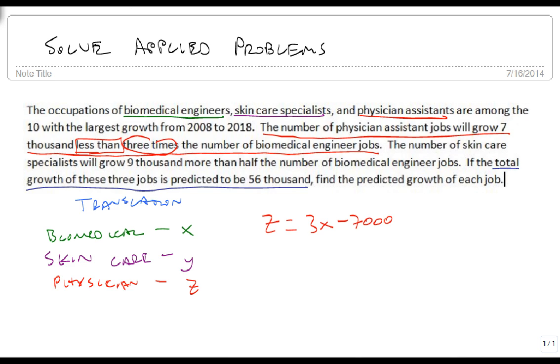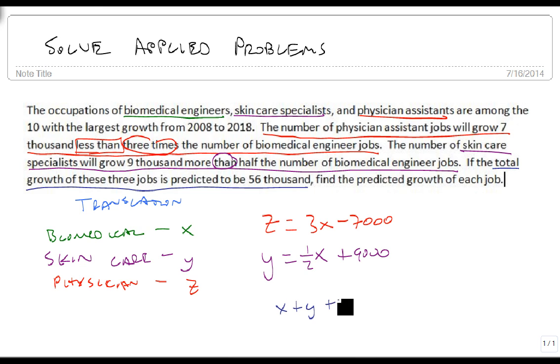Okay, we also have our skin care. Skin care specialists will grow 9,000 more than, so there's that "than" again, so plus 9,000, half the biomedical engineers. And from our total growth, we know that X plus Y plus Z is 56,000.